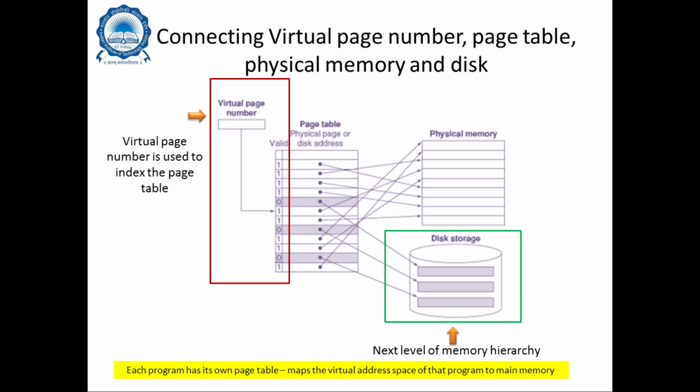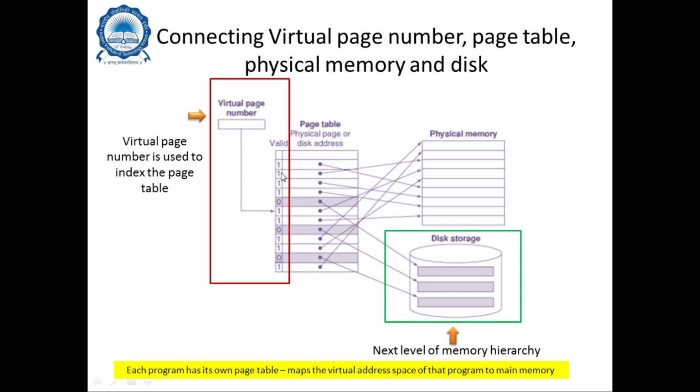Now let us have a look at another diagram which connects the virtual page number concept, the page table, physical memory, and the disk, all four into one. So you have the virtual page number here. It comes from the virtual address space, and this is used to index the page table. For example, it points to this particular index.